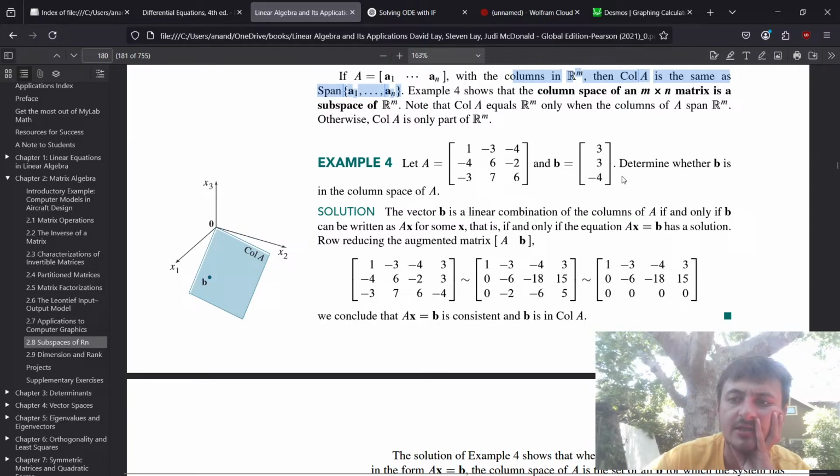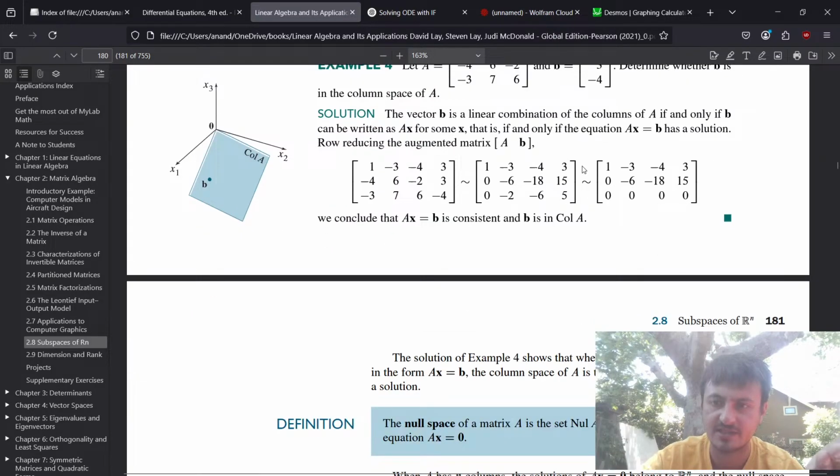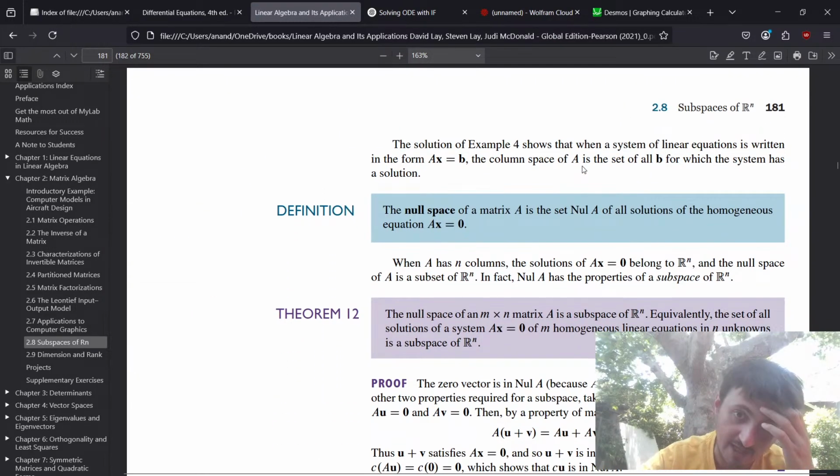Determine whether or not b is in the column space of A. That literally just means, does there exist a solution to Ax equal b? So we don't need to walk through that.